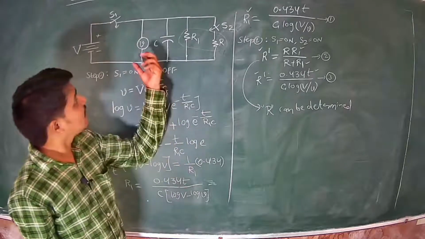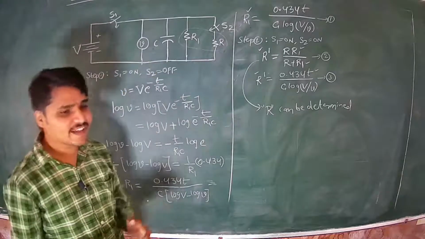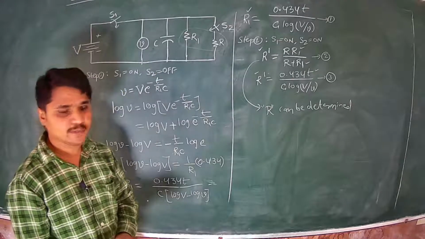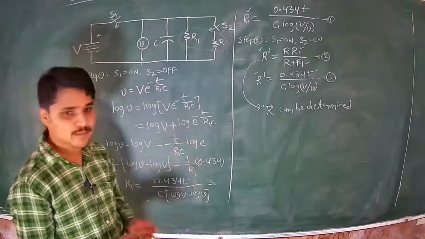So this is the method, and this is the way to measure high resistance by using the loss of charge method. Because the charge is being lost, hence the name loss of charge method.